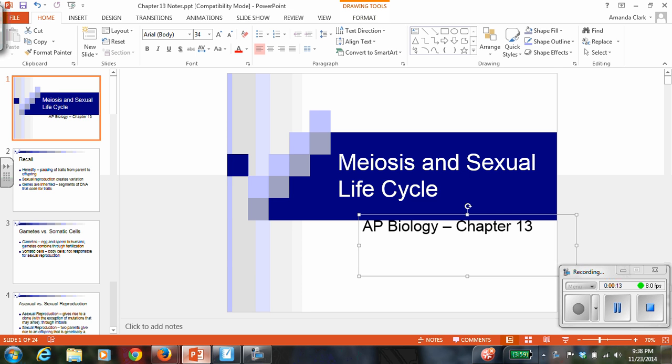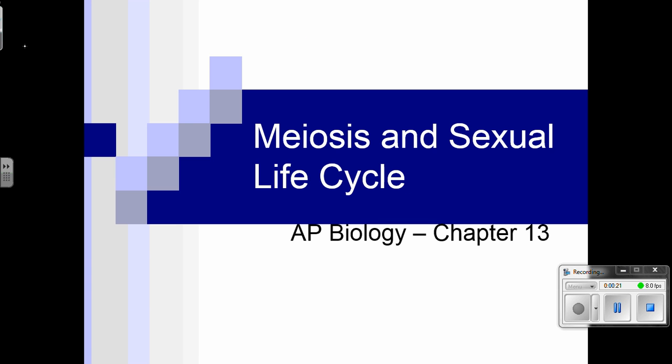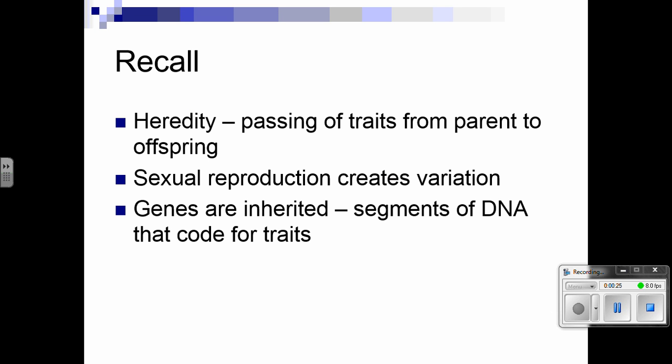These are your chapter 13 notes on sexual reproduction and meiosis. So kind of recall, maybe, hopefully, from Biology 1, that heredity is the passing of traits from parent to offspring. This is where we get words like inherit, or it's a heritable trait.